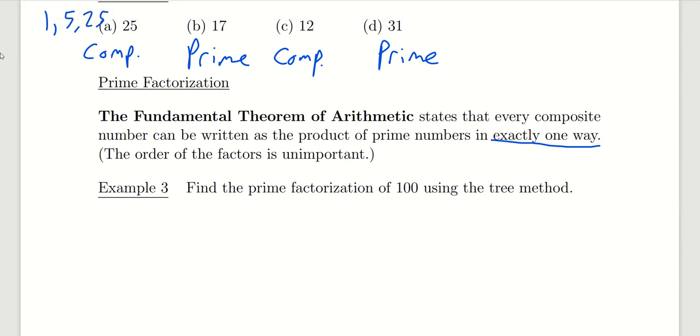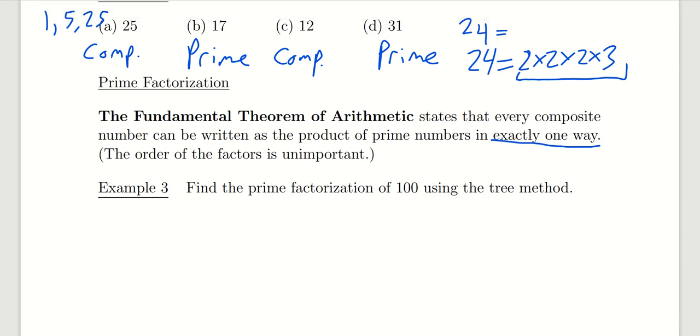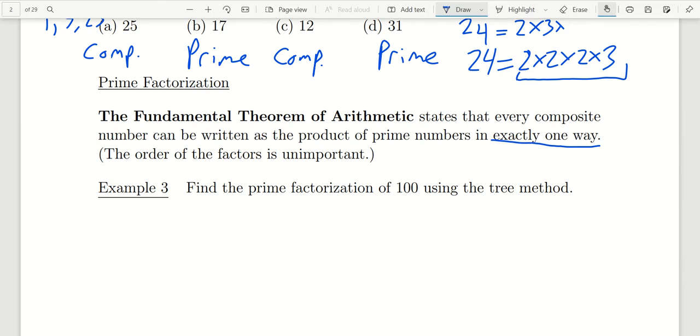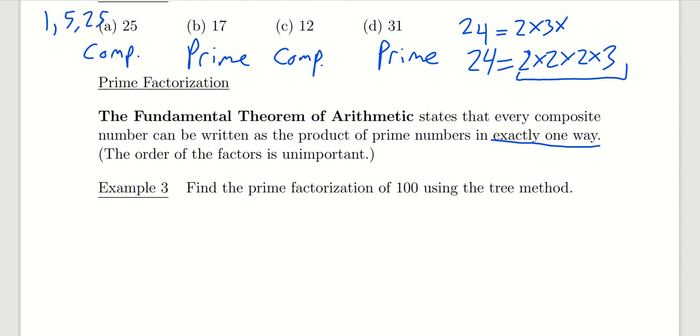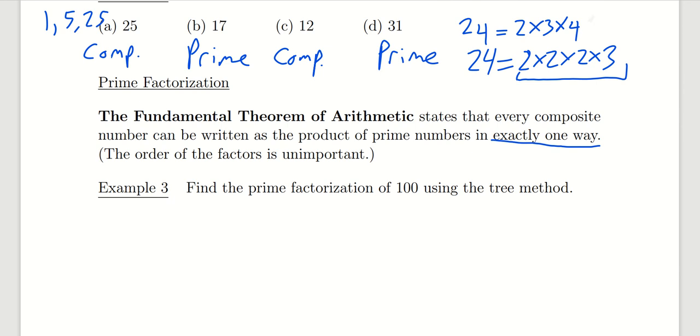So for example, a little bit earlier, I wrote 24 as a product of 2 times 2 times 2 times 3. We're going to refer to this as the prime factorization of 24. There were other multiplications of 24. For example, one way that we were able to write it was as 2 times 3 times 4. However, 2 times 3 times 4 would not be a prime factorization here, because this number 4 is not a prime number.